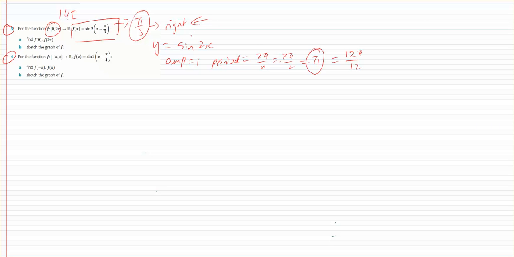So the key step to drawing these type of graphs is to draw the base case first, which is sine of 2x. We know the amplitude of this graph is 1, and the period is 2 pi over n, which is 2 pi over 2, which equals pi.